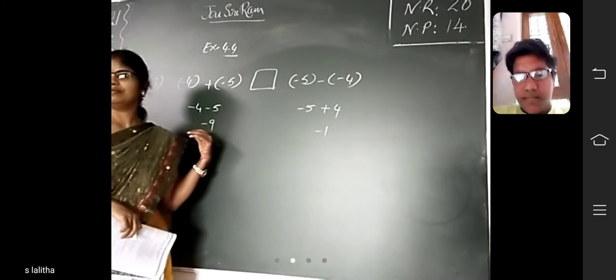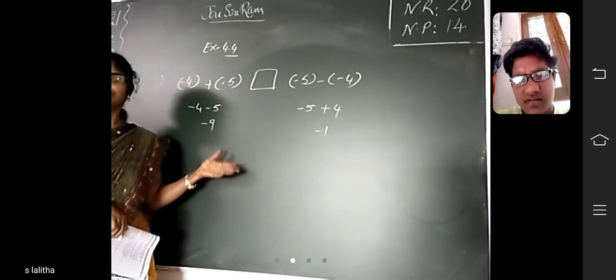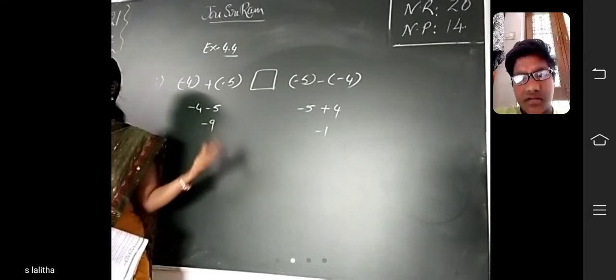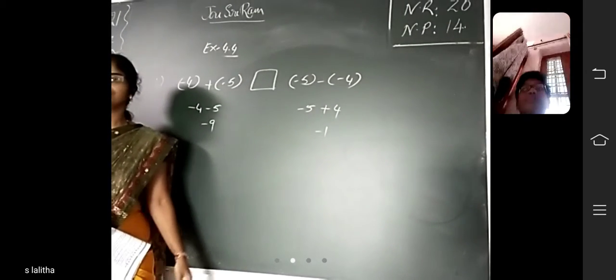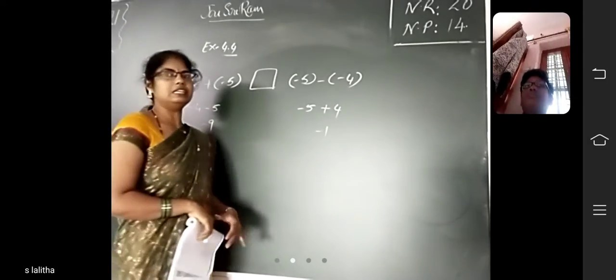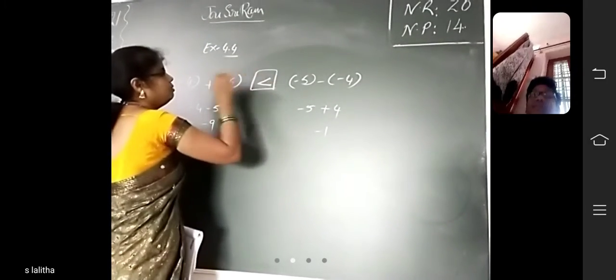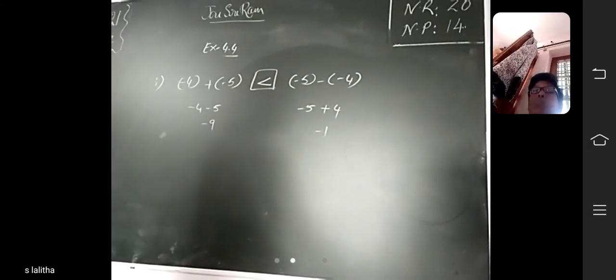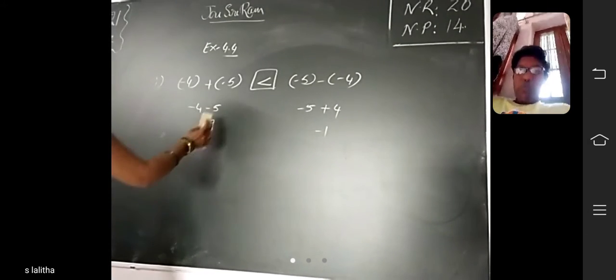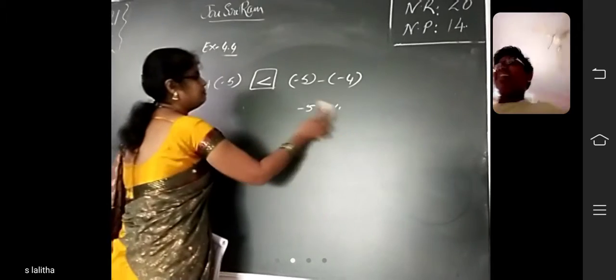-9 is greater? Huh? In the negative numbers, which one is greater? That is the least number. So which one is the greater, -9 or -1? -1 is the greatest number. So you have to put the less than symbol. Okay. In the negative integers, -1 is the greatest number.